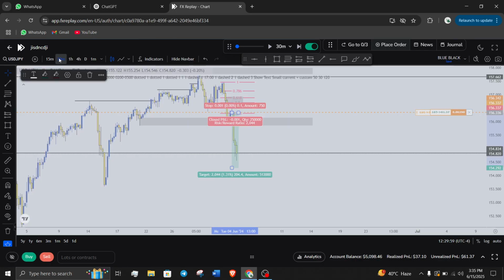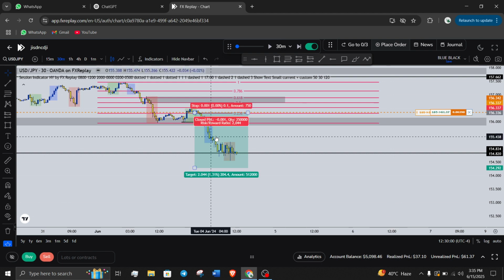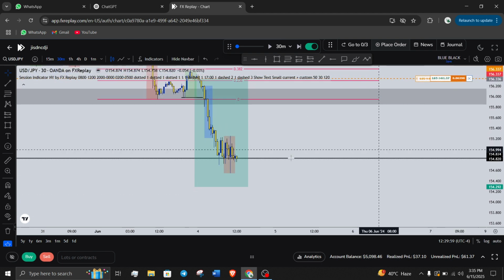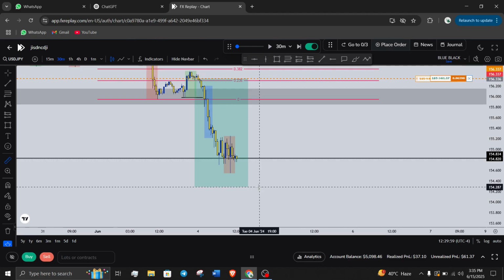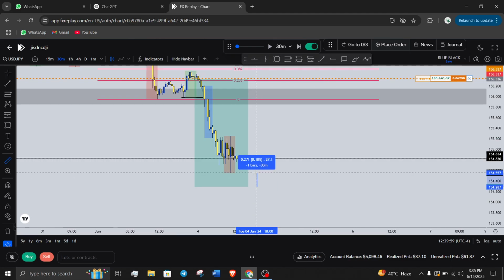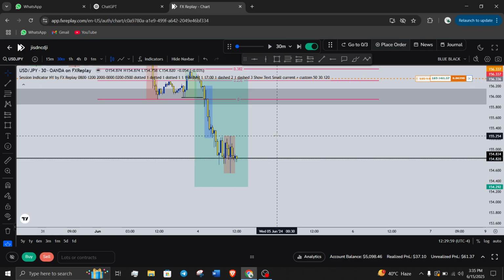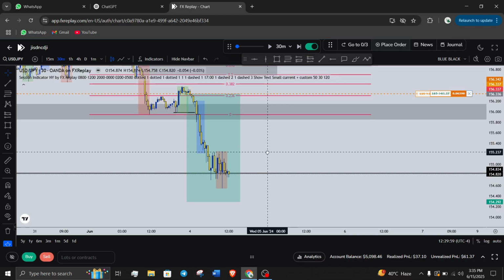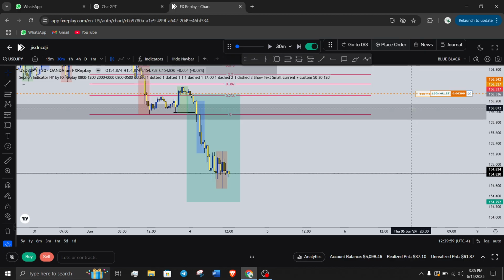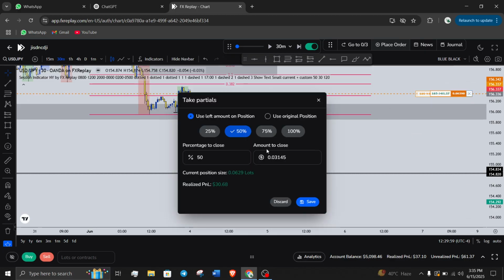Let's go back to the 30. So right now we are risking almost how much? About 55, gives 1%, 2% to get 1%. So I would like to close some right here, another 50%.